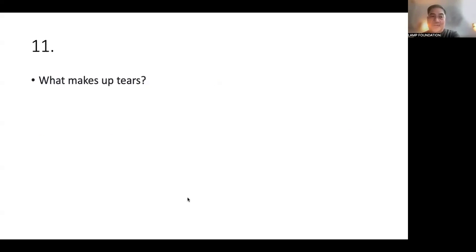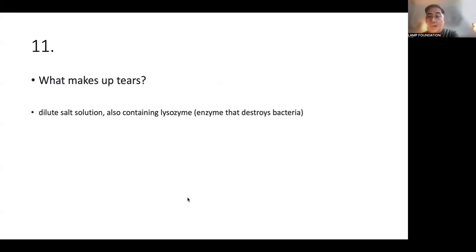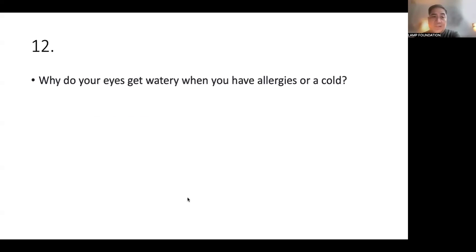What makes up the tears? Dilute salt solution. It also contains lysozyme. The lysozyme is an enzyme that destroys bacteria.